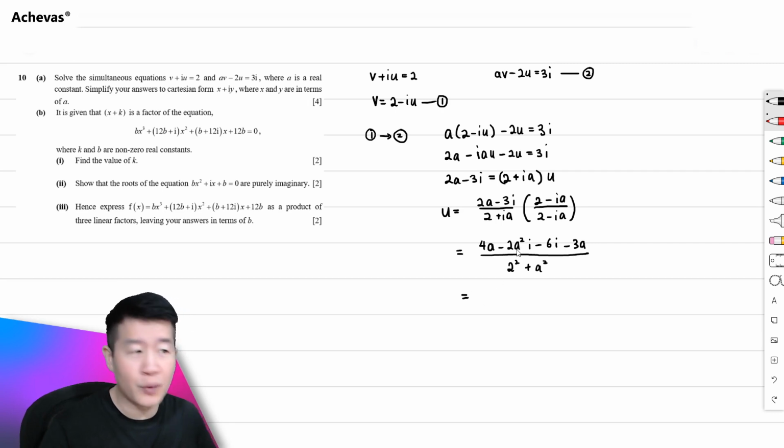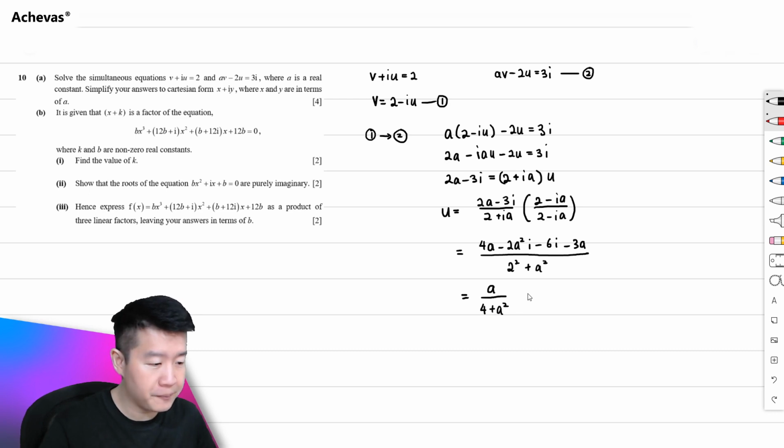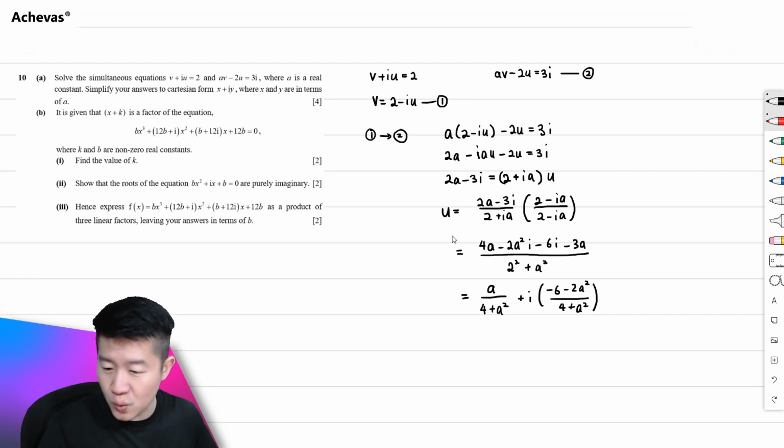So if I were to group all the reals together, it will be 4a and minus 3a, that will be a. So a over 4 plus a squared, then plus i of the other one. The other one will be minus 6 minus 2a squared, divided by 4 plus a squared. Okay, this will be U.